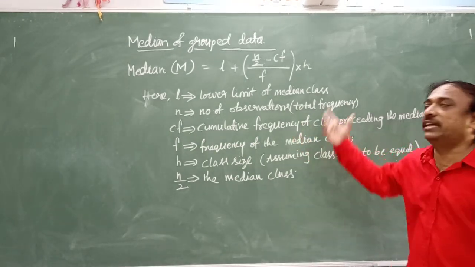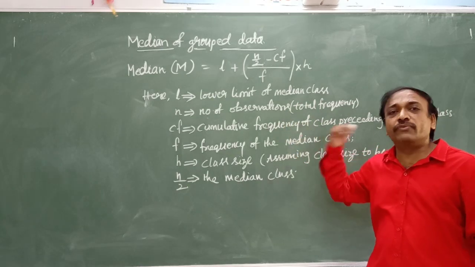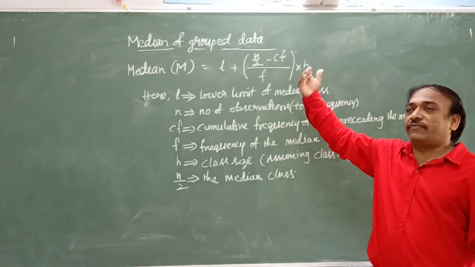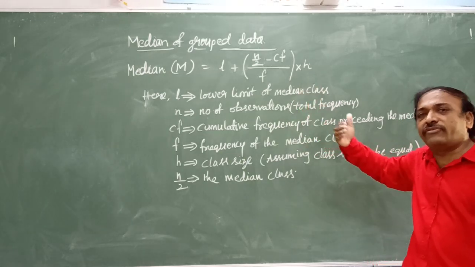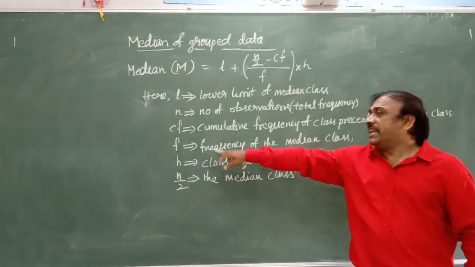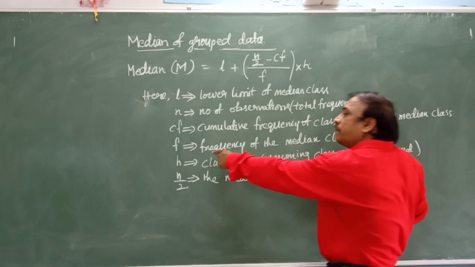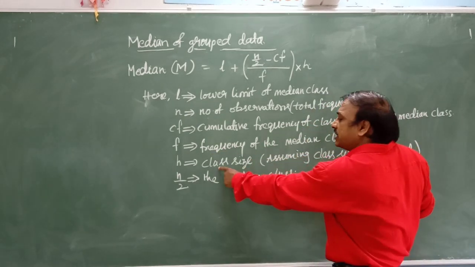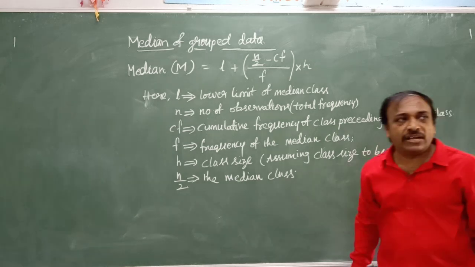Cumulative frequency, how to calculate? I will explain in the question. Adding one by one, the first frequency we write the same, the next frequency succeeding we will add to get the cumulative frequencies. Then f is the frequency of the median class. H is the class size. We are assuming that the class size is equal.